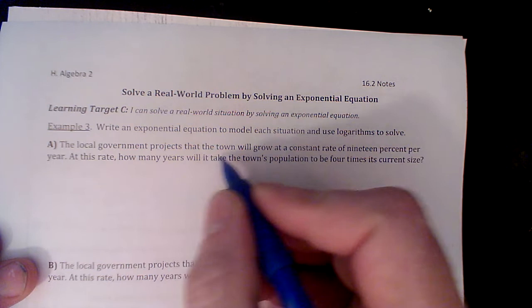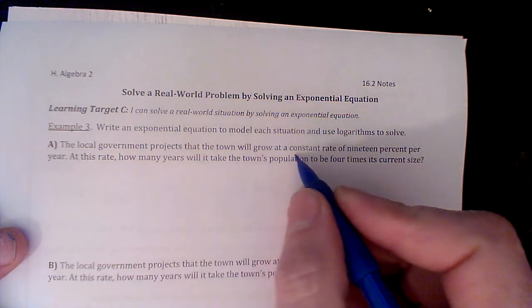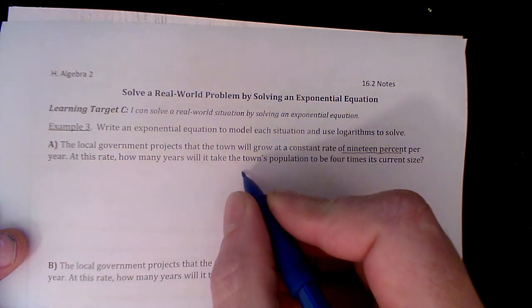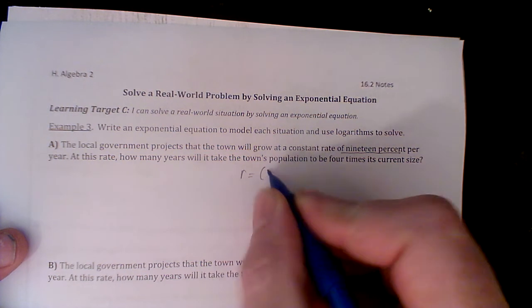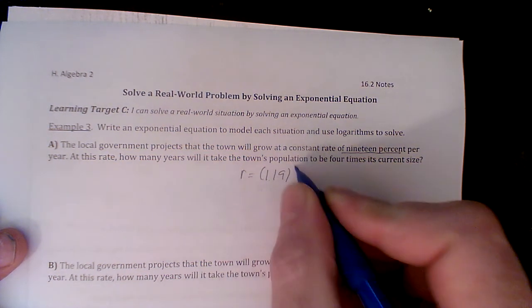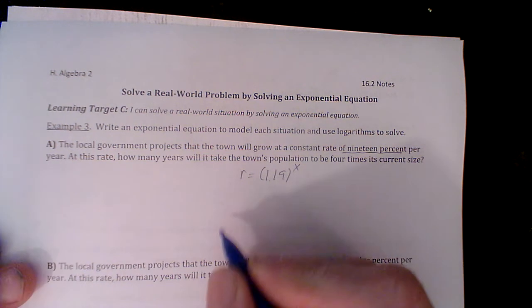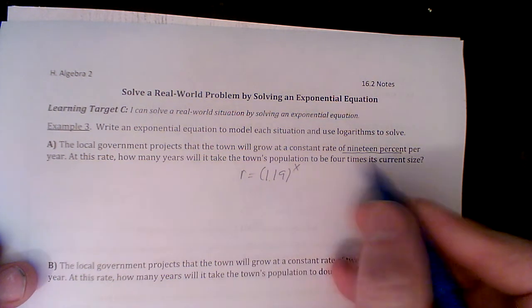A local government projects that a town will grow at a continuous rate of 19%. So the growth rate is going to be 1.19 per year. That's not the growth. But anyway, 1.19. How long will it take the town's population to be 4 times?